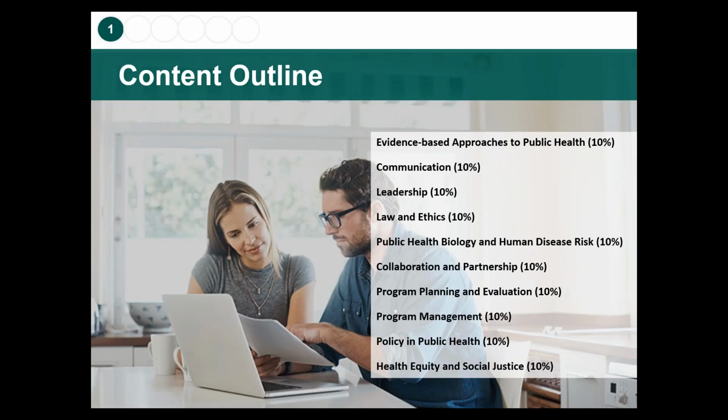So the first thing is that content outline I was talking about, and that's going to break out the 10 content areas of public health that as a CPH professional you are expected to be well versed in. And within each of these areas are going to be specific job tasks that we identified through a job task analysis, the different aspects of public health professionals that you need to have mastered within each of these content areas. So you can start there and review all of those job tasks within each area.